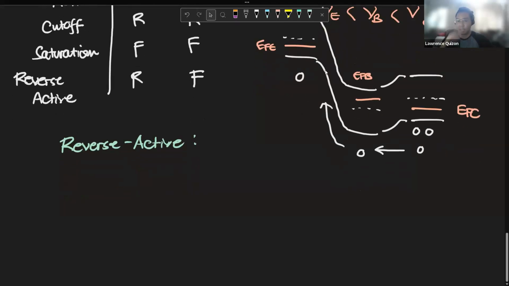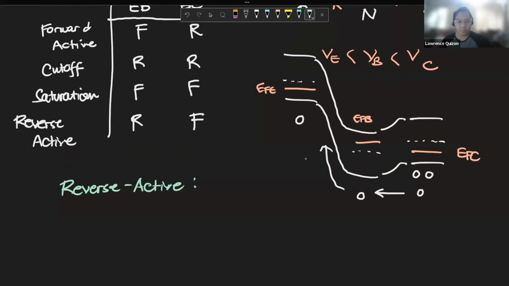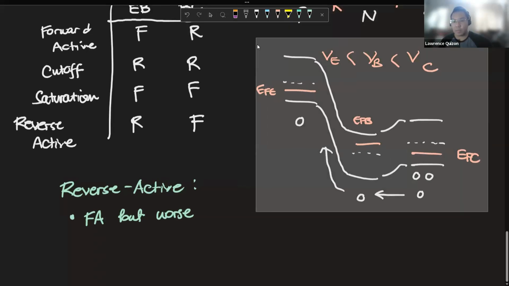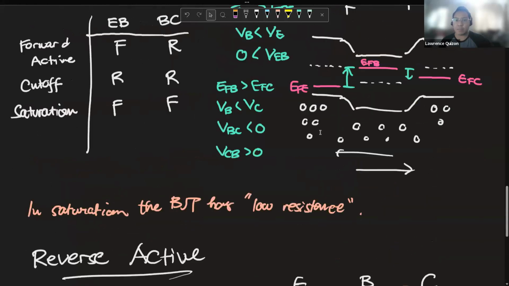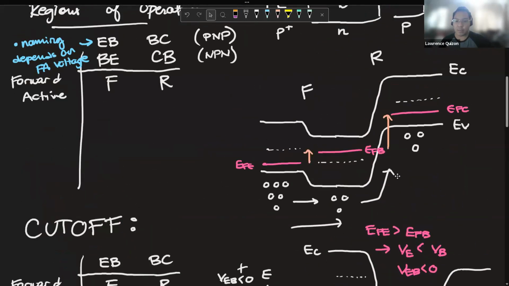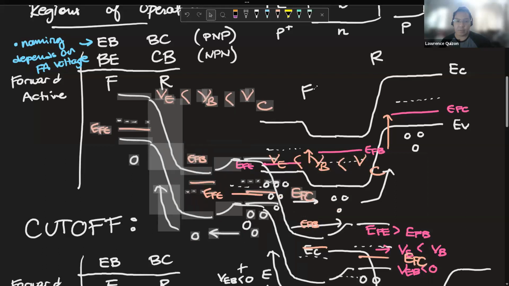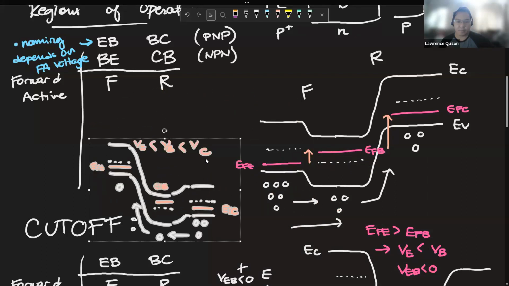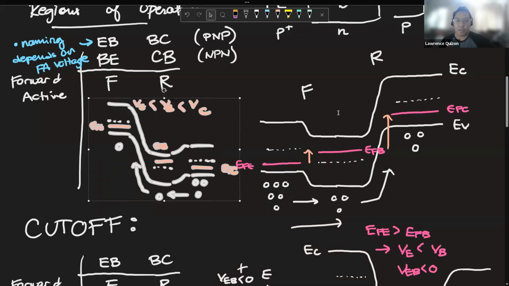So ang ginagawa ng reverse active is like forward active but worse, no? I've said this before. It's forward active but worse. Saan galing yung worse na part? Ito, no? So i-compare natin. Remember this drawing, and let's compare it dun sa drawing natin ng forward active sa taas. So ito yung reverse active natin, no?